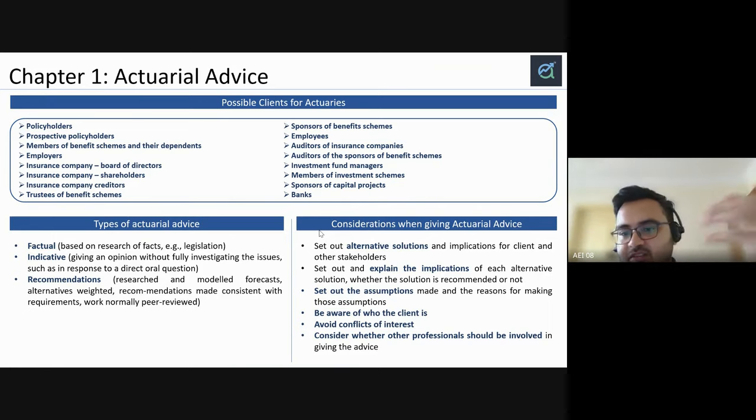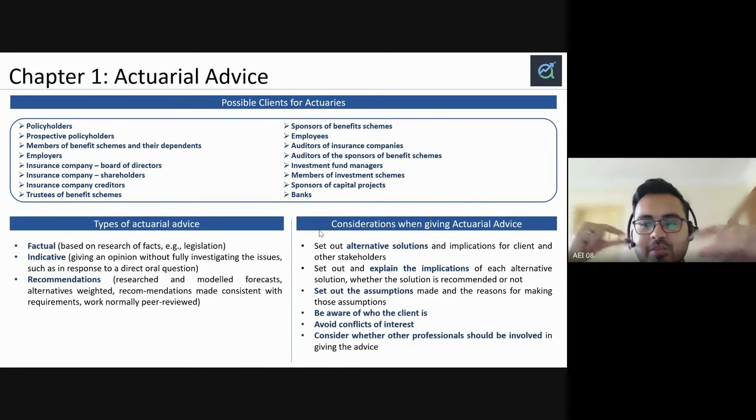So as you can see, there are so many clients listed out in front of you. There can be policyholder, there can be prospective policyholder, members of the benefit scheme and their dependents, if you are advising any particular pension scheme. There can be your employers, like we discussed, if you have an employer-employee relationship, anything you do definitely impacts your employer. It can impact the insurance company, and within this, just see the subtlety with which they have done it. Insurance company board of directors, insurance company shareholders. These are two separate entities over here. Then you have, within the insurance company, creditors as well.